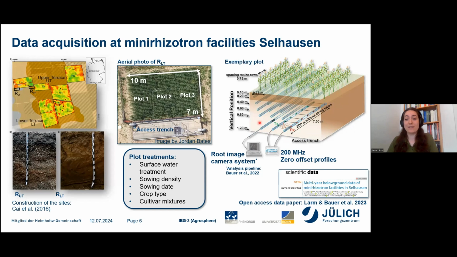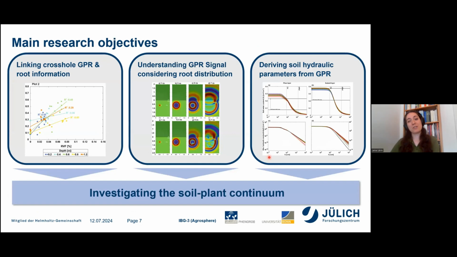And since we have been measuring for a couple of years, Felix Bauer and I published a data paper to get the data out so people can use it, and especially to enhance collaboration across different research fields. So I showed you what we measure and how we measure, and now I wanted to give you a brief overview of what I did with all this data.